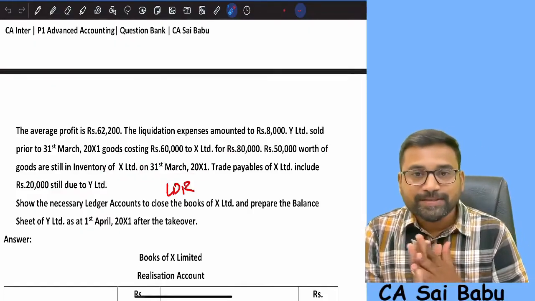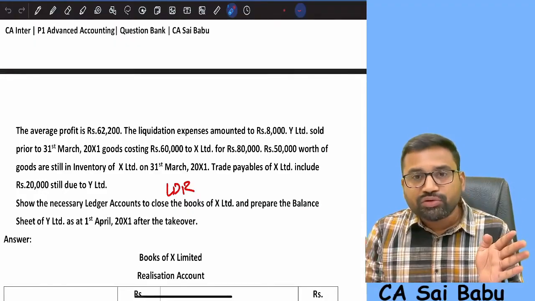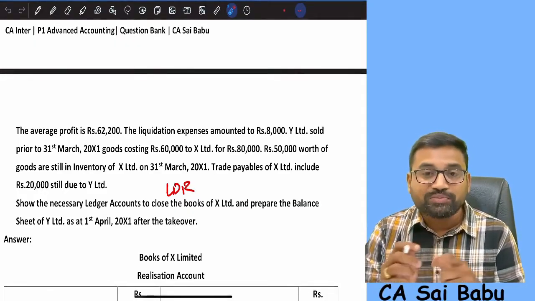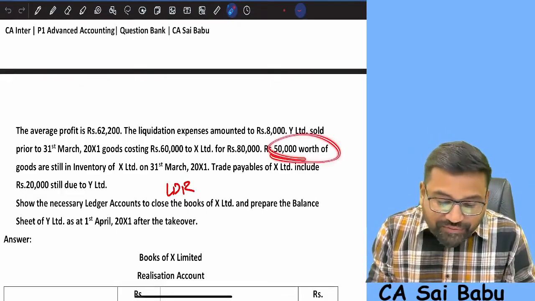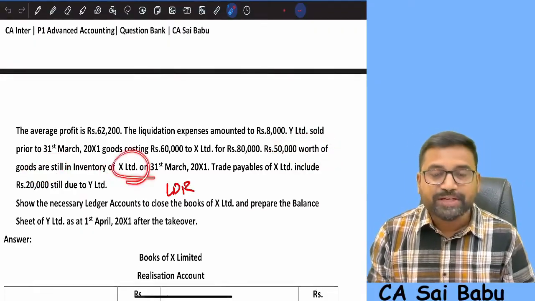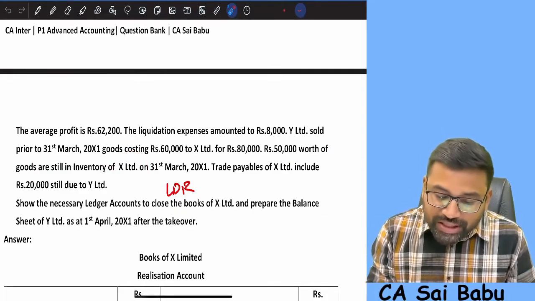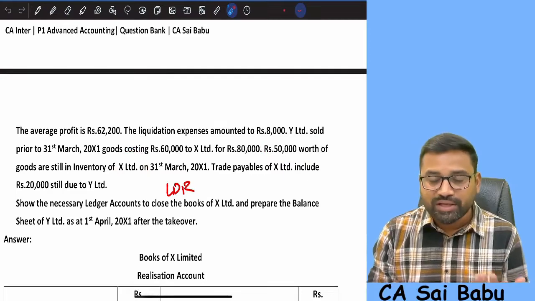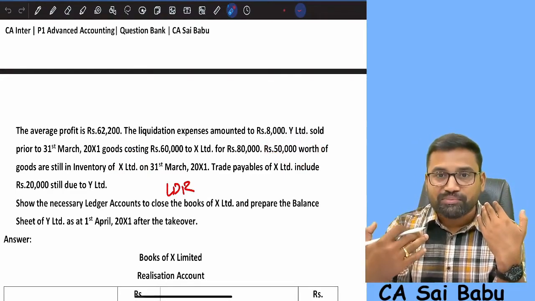Now look at this. That means before amalgamation, the transferee company sold goods to the transferor company. 60,000 worth of goods are sold at 80,000. That means 20,000 is the profit. Out of the stock which is sold, still 50,000 worth of goods remain with the transferor company, that is X Limited. Now tell me, at the time of amalgamation, what are you going to do? Simple. In this 50,000, whatever the unrealized profit is there, we will eliminate in the books of the transferee company. Because this 50,000 stock, as a transferee company, we will take from the transferor company, right?